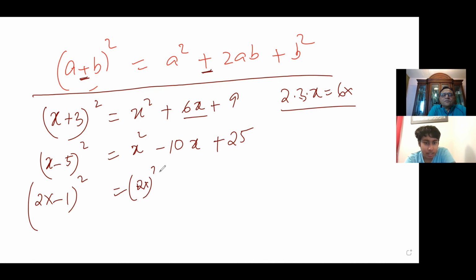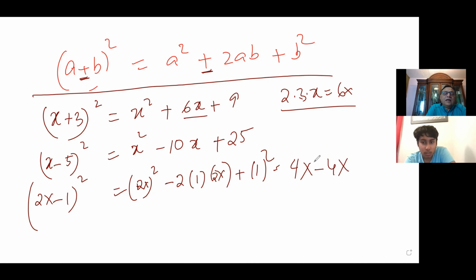2x squared minus 4x plus 1. So 2x, this is 2x, right? And plus 1 square. So let me rewrite it. So I get 4x square. I didn't want to write it directly. So square of the first thing, minus, because there is minus here, 2 times both these terms, so 4x, and 1 square. Is that clear to you?